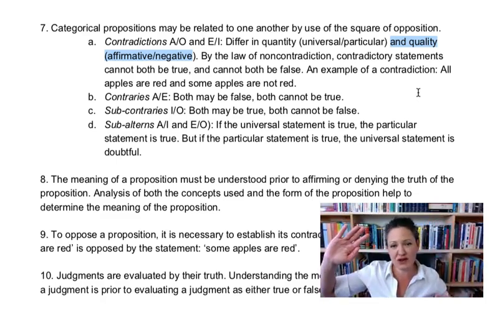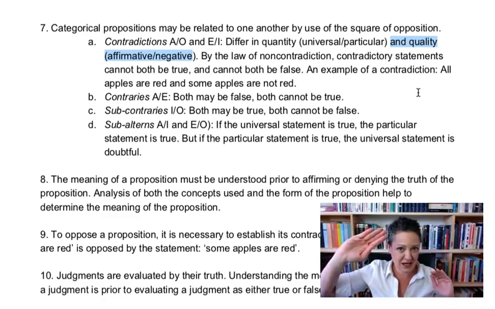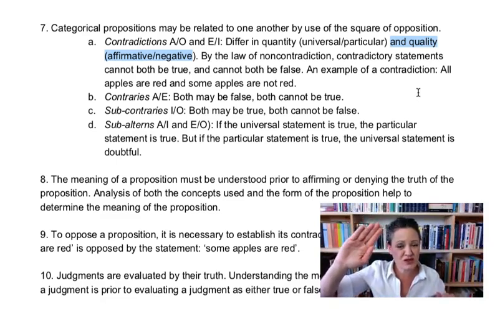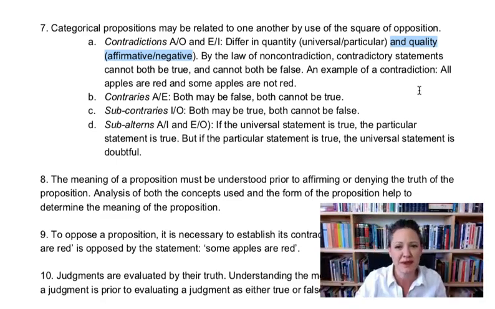And when you go to the other diagonal, the E corner is no, and the I corner is some. This is all, universal, none; this is some. So they differ in quantity and quality. That's what makes them a contradiction. I'm emphasizing this because when we're having a dispute or settling a dispute, oftentimes we fail to identify a contradiction and we end up arguing something else. I'll show you what else we could be arguing.